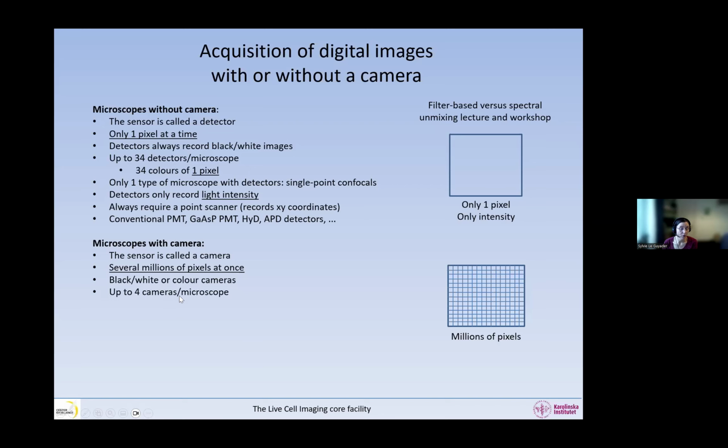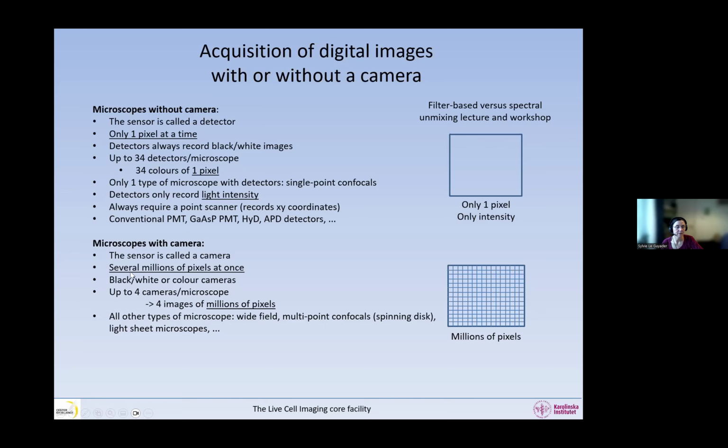We could have up to 4 cameras per microscope. It's quite rare, but it does happen. 2 cameras even is rare, but it does happen as well. On one of our systems, we have 2 cameras. And in that case, it's 2 images of millions of pixels, okay? But it could be that the different cameras record different colors. So we could have a dichroic mirror that sends the green light to one camera and the red light to another camera, and so you can image them at the same time. But most of the time, we only have 1 camera per system.